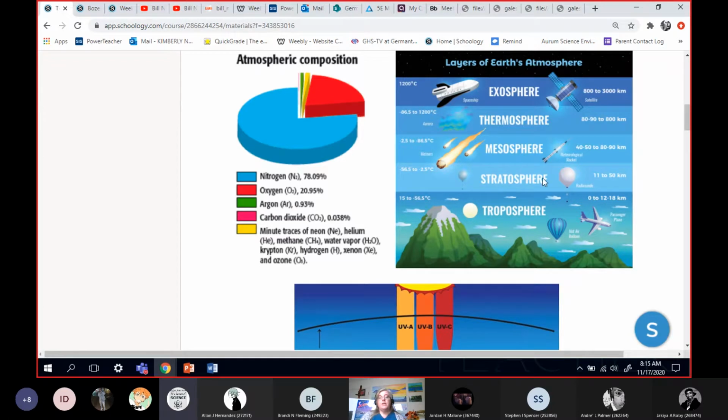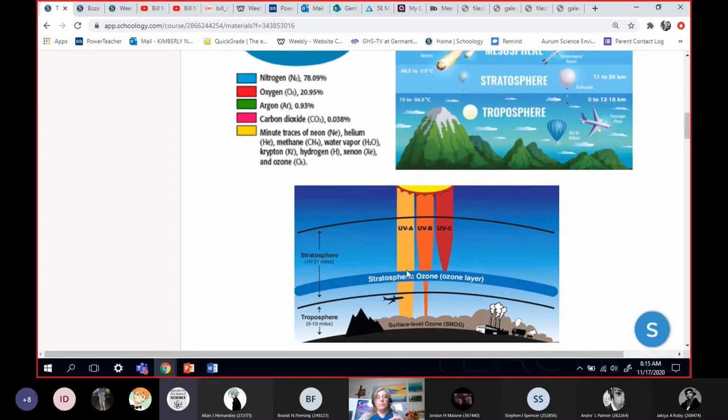The next layer is the stratosphere. Now, inside the stratosphere is a real important layer called the ozone. That's this second picture here. The ozone is part of the stratosphere. Okay, the ozone is part of the stratosphere.